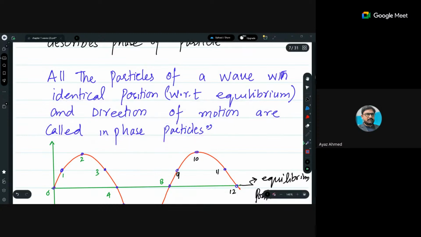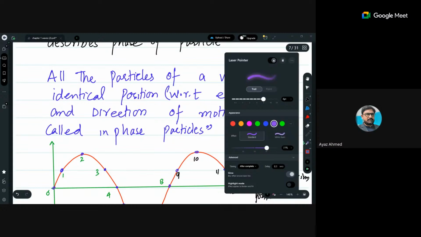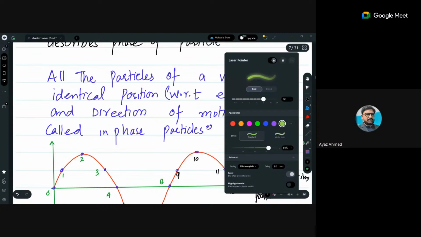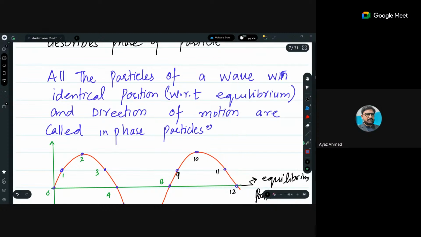This is really important, that in phase particles are those particles which have the same direction of motion. Okay, same direction of motion, and what else? They have the same position, right?